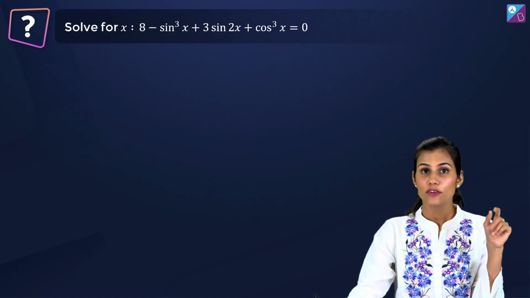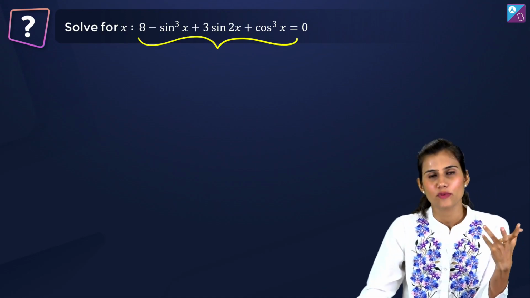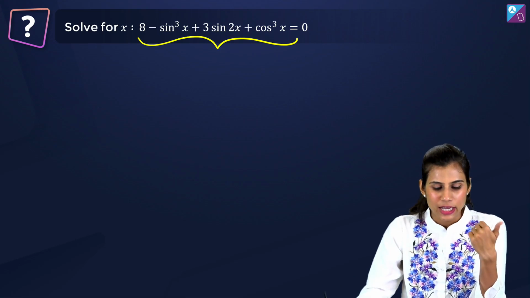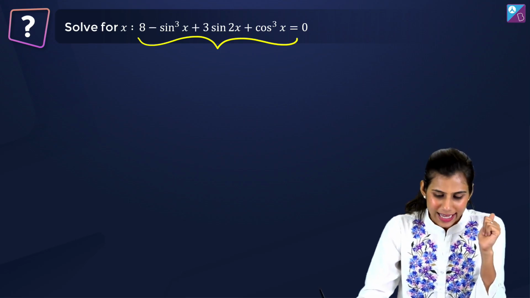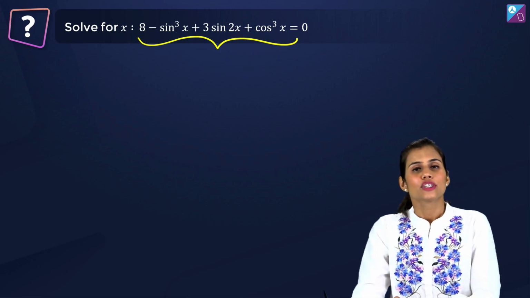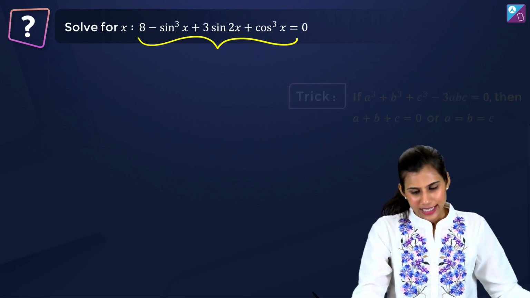Here it says solve for x. So you are given an equation and you have to solve it for x. What are the possible real values of x which can satisfy this equation is what we have to find out. The result used in this question is quite intuitive too, but let me just show it to you. It is this one.